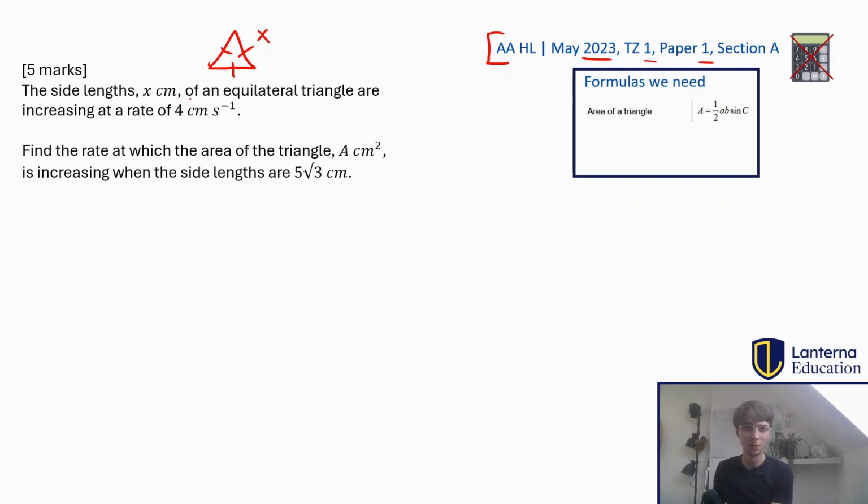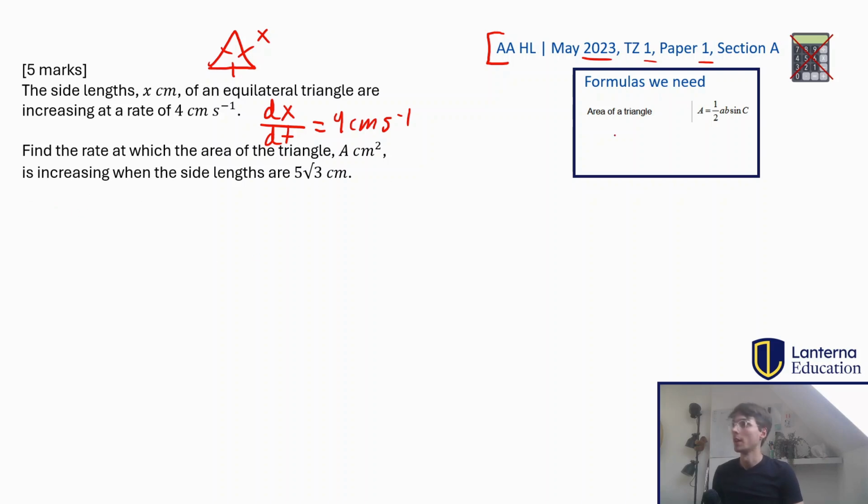Now, I think a lot of people are confused as soon as it has anything to do with rates, and it's not just dy dx, but something specific. So in this case, what do we have? Well, we have that dx, so the lengths, they are increasing at a rate, so over time, so dx dt. The length x is increasing over time at 4 centimeters per second. Now we need to find the rate at which the area of the triangle A is increasing when the side lengths are given.